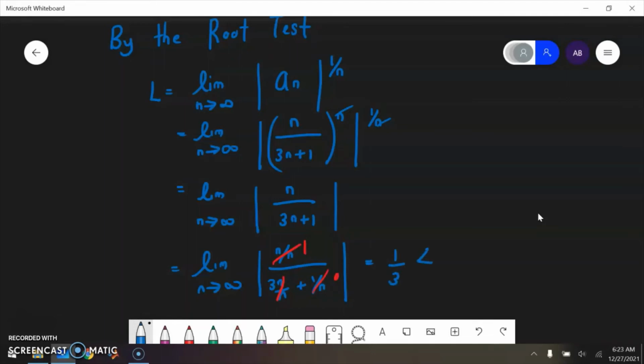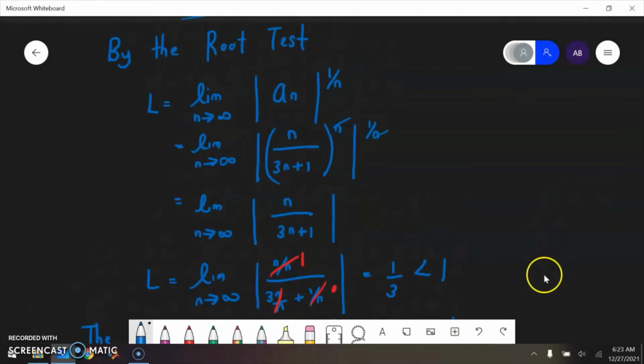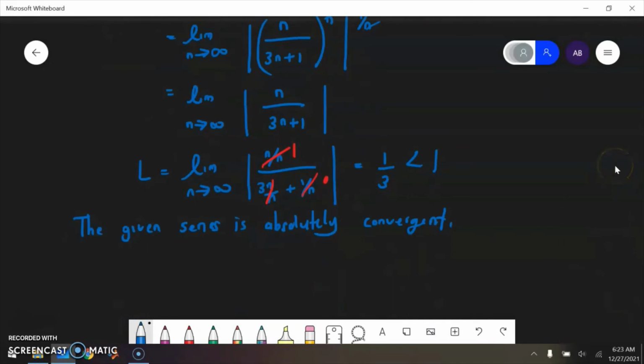Now 1 over 3 is less than 1. So since L is less than 1, we can say that the given series is absolutely convergent. It's absolutely convergent because we have this absolute sign here. Now, if you don't have the absolute sign, you can only say that the series is convergent. Okay, that's one example using the root test. So let's look at the last example using the root test.